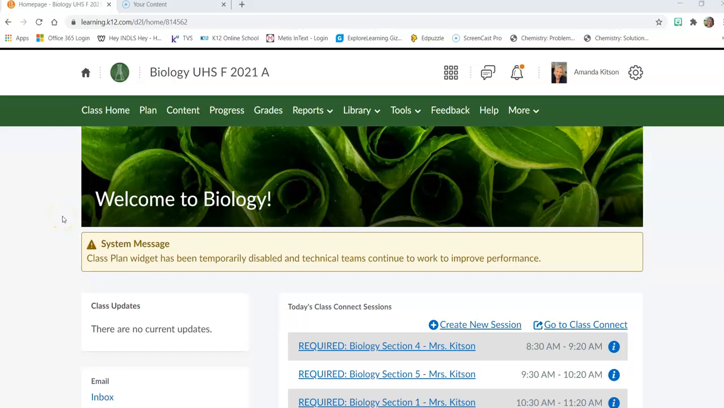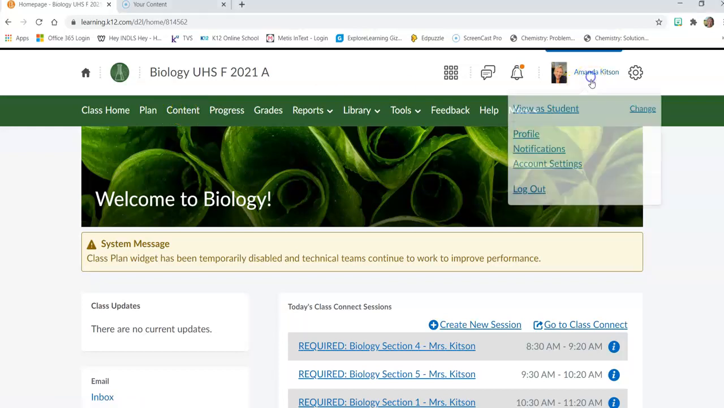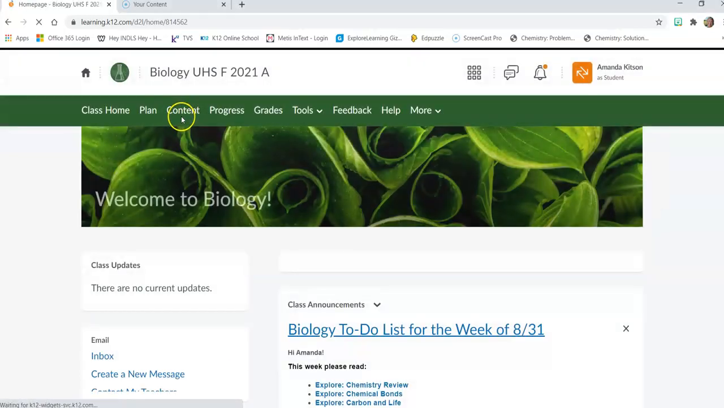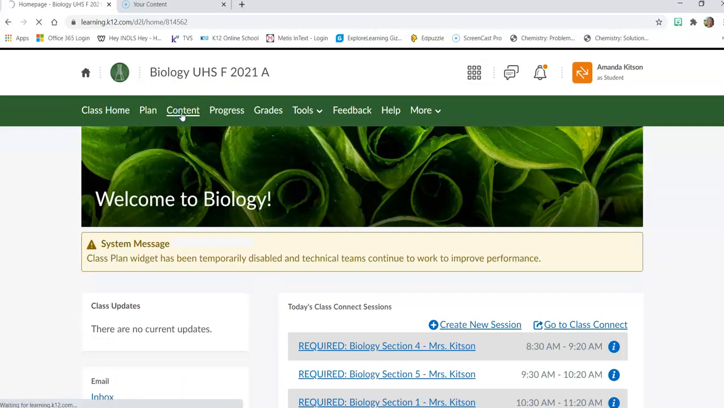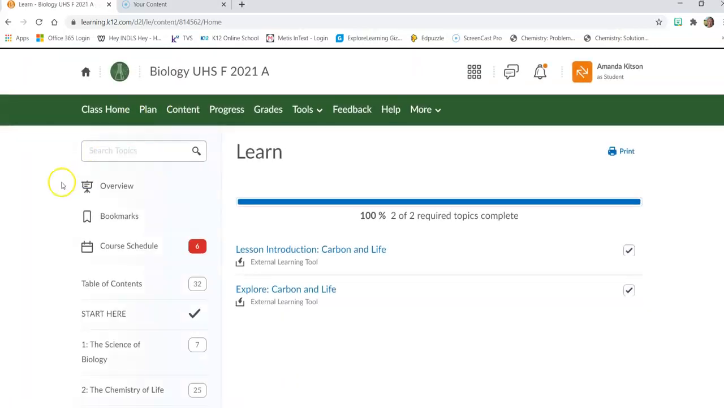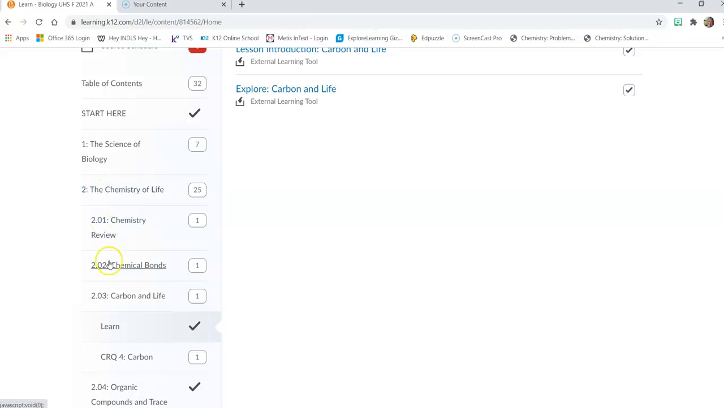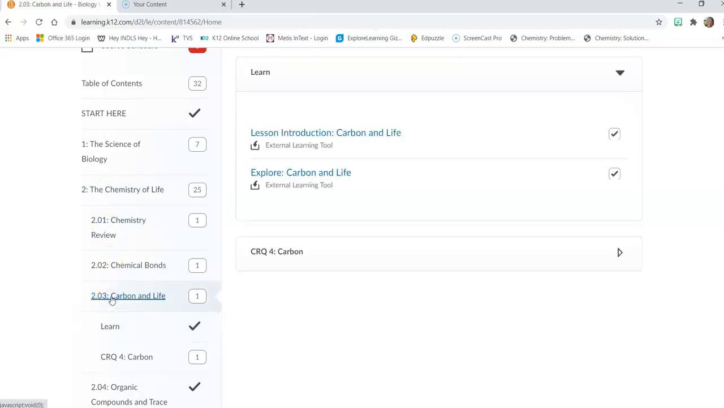You have a CRQ to write. It's CRQ number 4. If you can't get to it through your class plan, you can get to it through content. If you go ahead and click on content right here, it should take you to Unit 2. You can click on 2.03, Carbon and Life, and then you'll see CRQ 4 right here, and then here is your CRQ. You can also click on it right here.